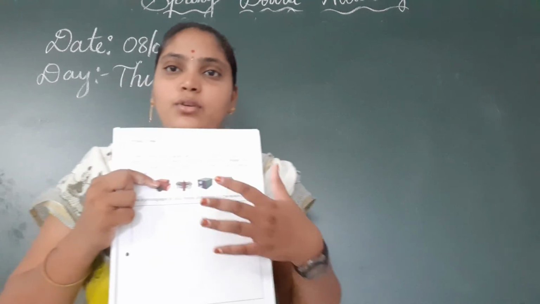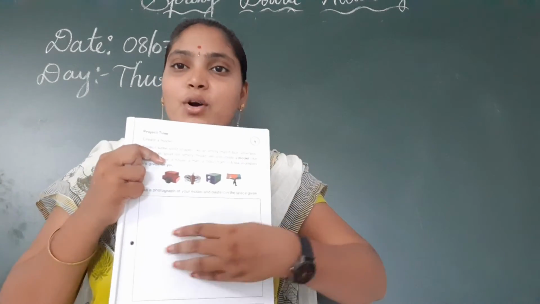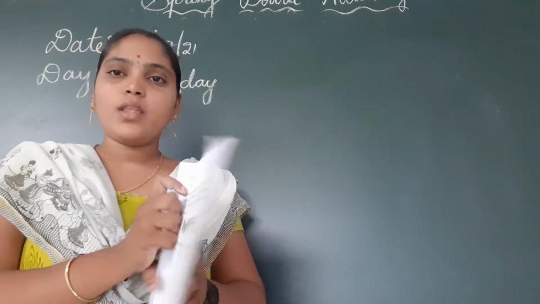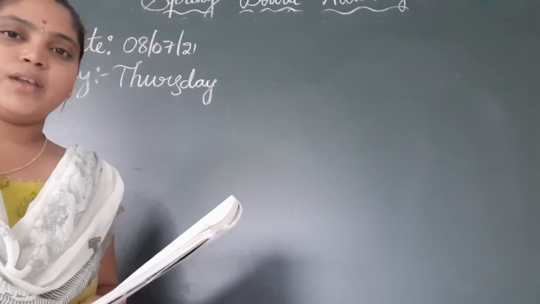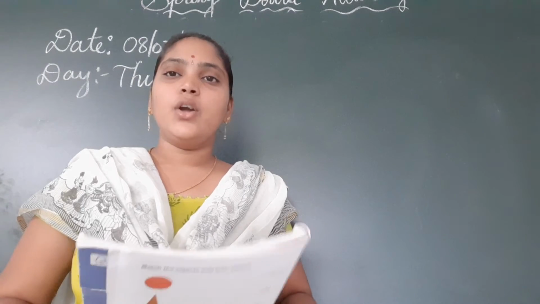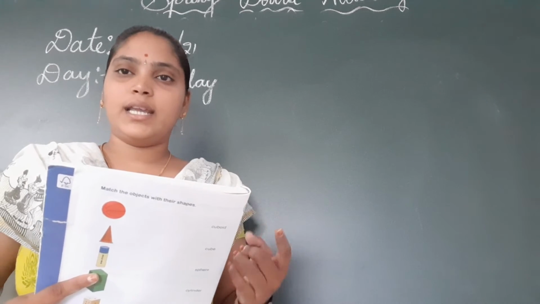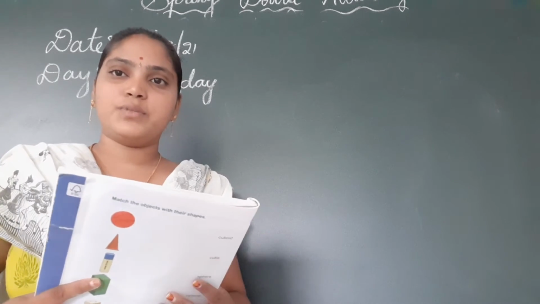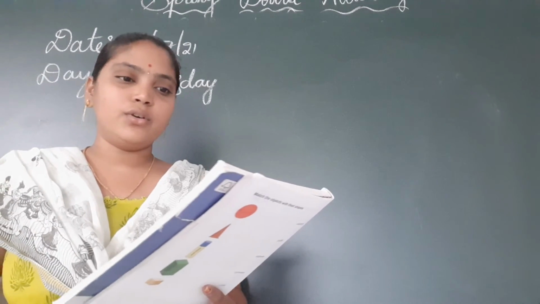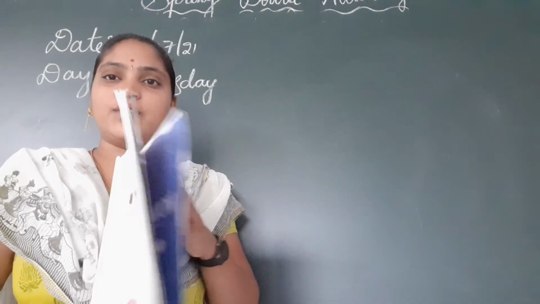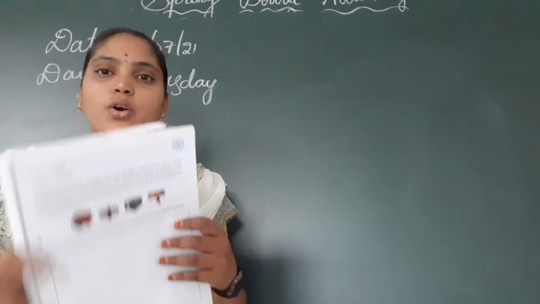So after completing your models, you have to take a picture and paste it here. Okay, don't paste the models here, children. After completing the models, just take a picture and paste the picture here. Okay, is it clear, everyone? In this project, what you have to do, children? You have to collect these objects like empty matchbox, shoebox, thread reel, tennis ball. And using these objects, you have to make any model. So after creating the model, you have to take a picture and paste the picture here. Okay, this is your homework, children.